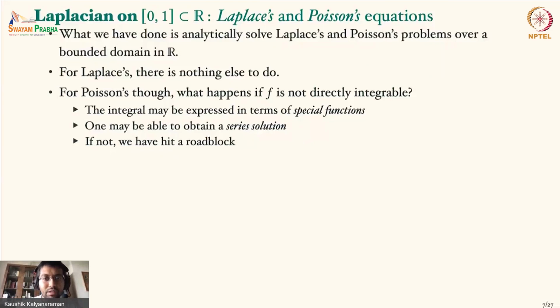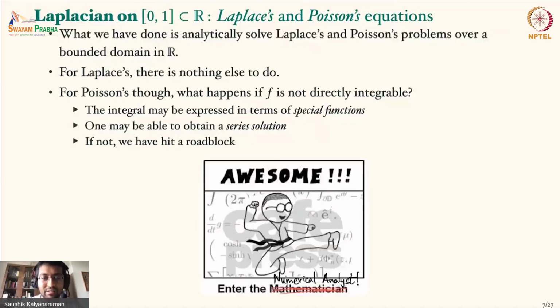If not, we are kind of stuck, even in 1D, even on a simple 0-1 domain, even with something as simple as boundary conditions 0-0. If your f in the Poisson problem is not integrable, you can't solve such a simple problem. Okay, we have hit a roadblock. And then it's time for numerical analysts to shine.